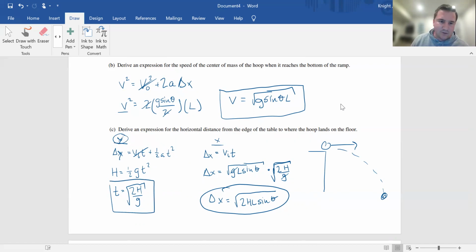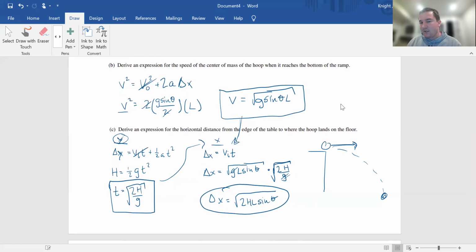Obviously, we don't have numbers, so it's not quite as easy, but we solve for time here. We take that, we plug it into our x equations so that we can find the horizontal distance. The x equation is just going to be vi times t because we don't have any acceleration in the x direction. Initial velocity is the velocity that we solved for right here. So we plug that in, we plug t in, and we get square root g L sine theta times what we got for t, which is square root h over g.